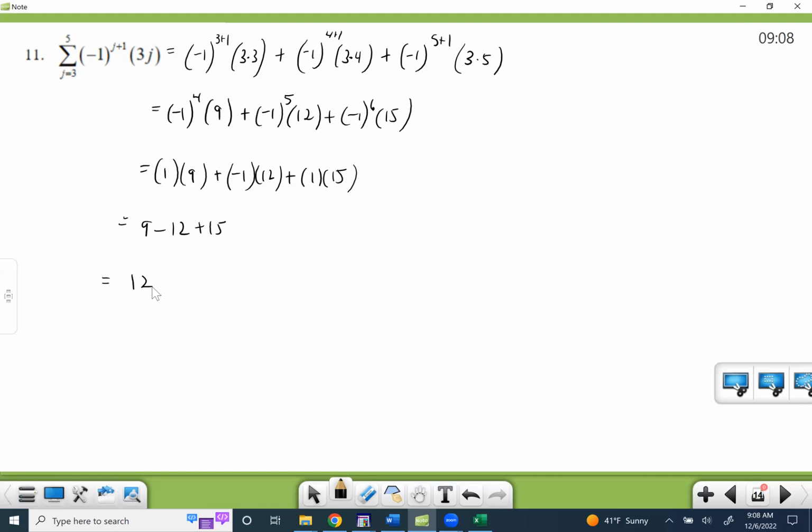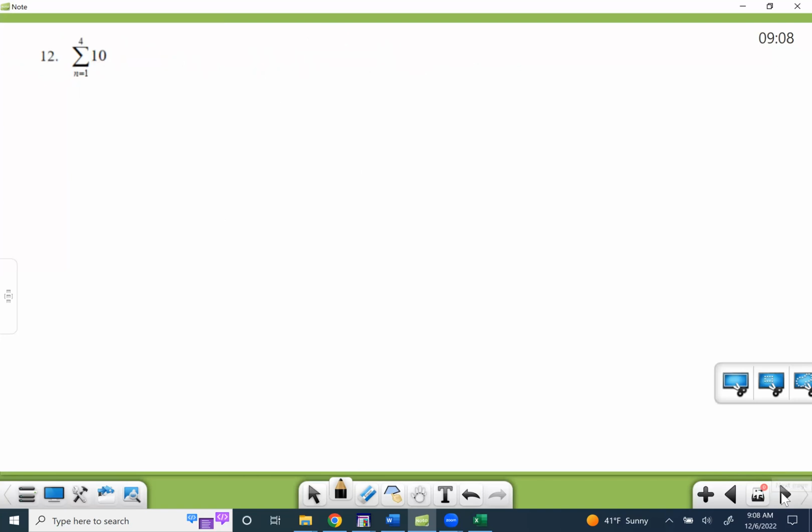I'm thinking that's 12, you guys. Yeah, sounds about right. Okay, so we got 12 for that. So at this point, I'm just hoping that you feel comfortable with the notation. It is new notation, and that you understand how to use it.